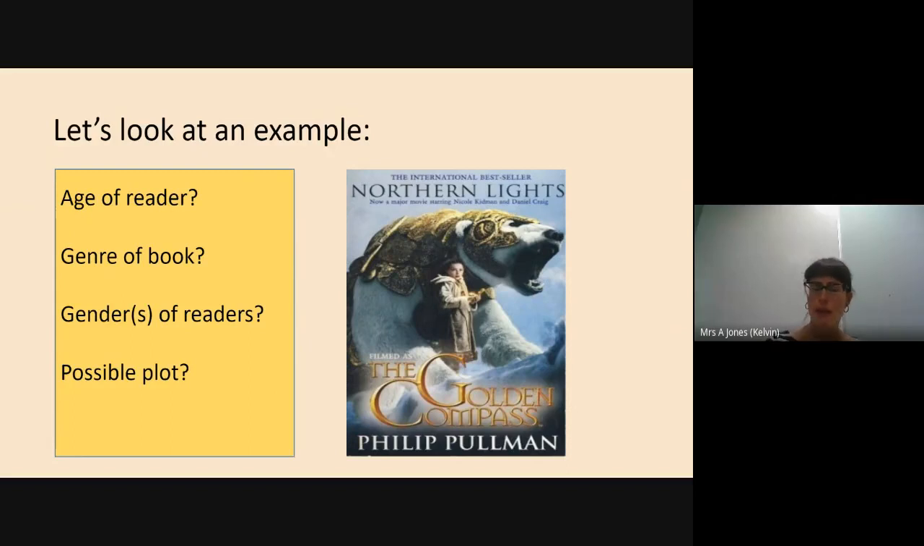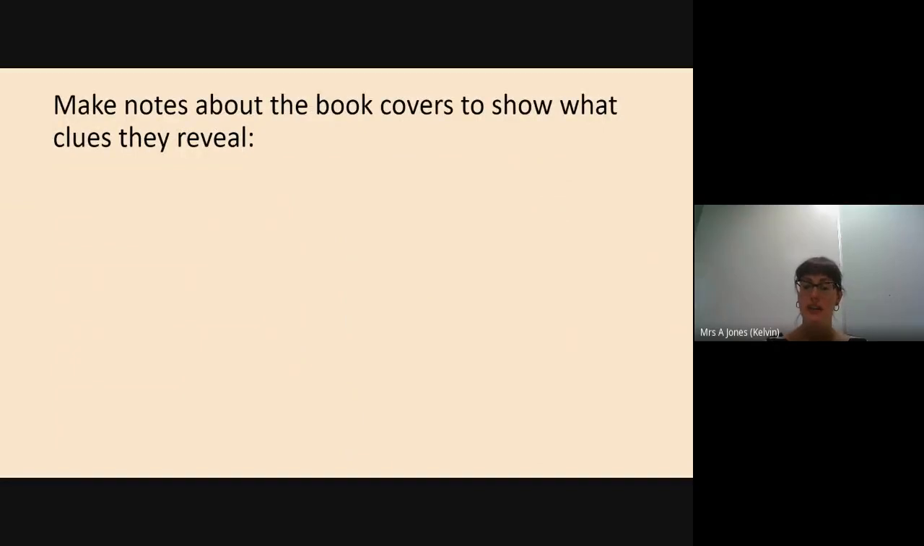Do you think it's romance, horror, fantasy, detective thriller? Do you think a particular gender would be attracted to the front cover of this book? And finally, can you make any kind of predictions about what the plot might be about? So your teacher could pause the lesson here and spend 5 minutes or so answering those questions. And you could discuss those as a class, and then we'll move on to the next activity.